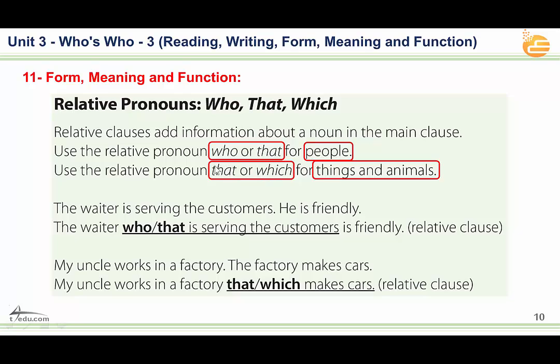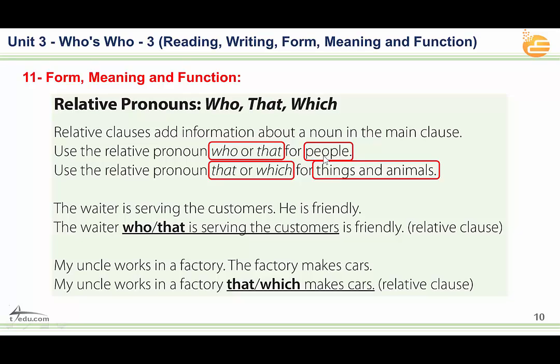So that you can use with people, things, and animals. But who you should use with people, and which you should use with things and animals only. Okay, understood? Let's take an example. For example, the waiter is serving the customers. He is friendly. So we add information. It's more information. So we have to say the waiter who or that, because waiter is a person.